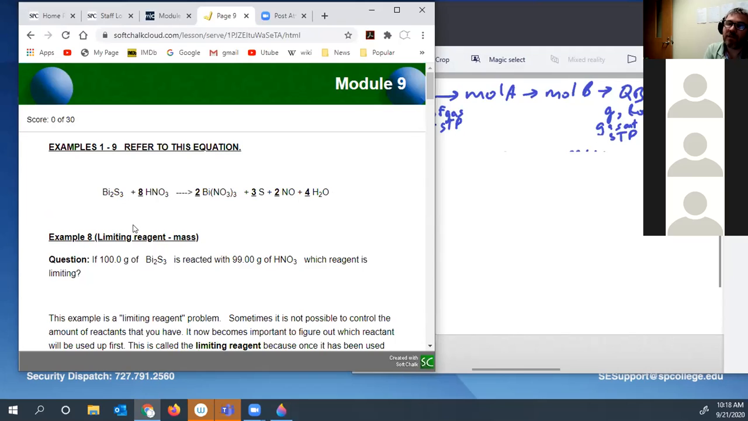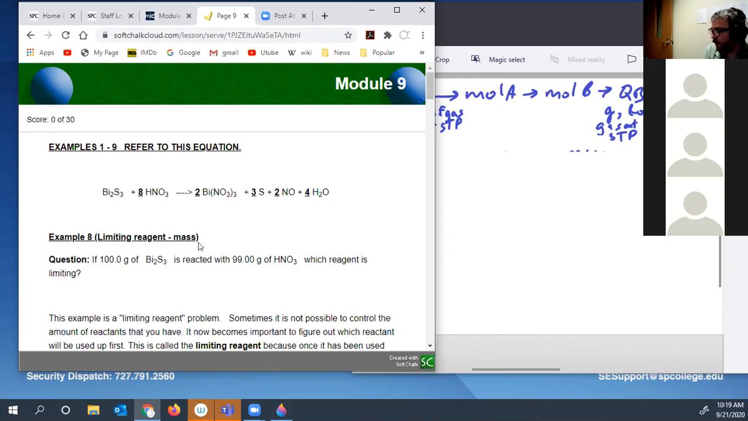So you're comparing them. You're saying, well, which one gets used up first? And the idea is you need to take into account 2 things: how many moles you have of each, and also what the mole ratio is, how many moles of each there are in the reaction, how many moles you need in order to get this going. So we need 1 mole of Bi2S3 to react with 8 moles of HNO3. So we need to take that into account as well.